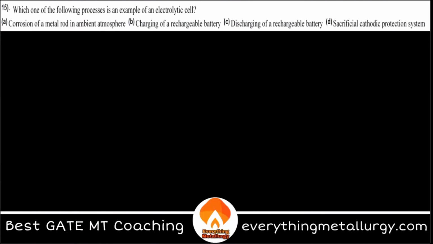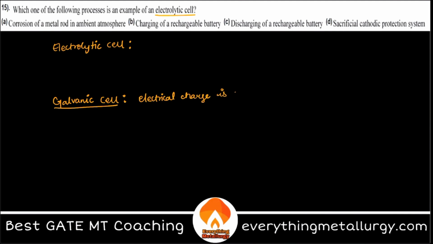The next question: which one of the following processes is an example of an electrolytic cell? First of all, let's understand what an electrolytic cell is. We have basically two types of cells: one is an electrolytic cell and the other is a galvanic cell. I hope you know what a galvanic cell is, right? A galvanic cell is where an electrical charge is produced by some reactions which we call redox reactions.